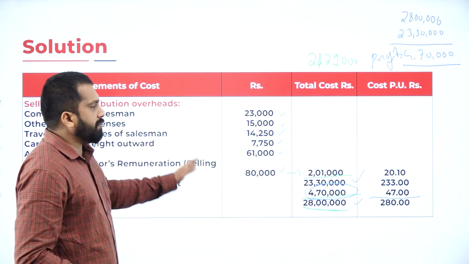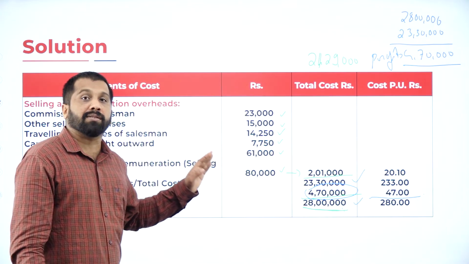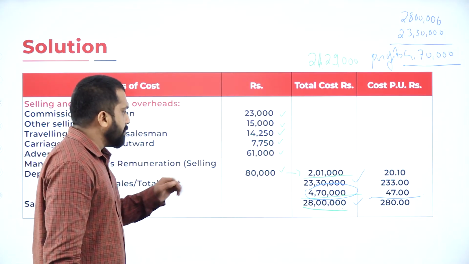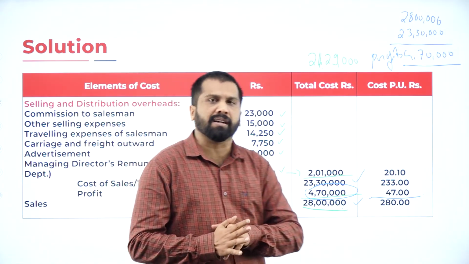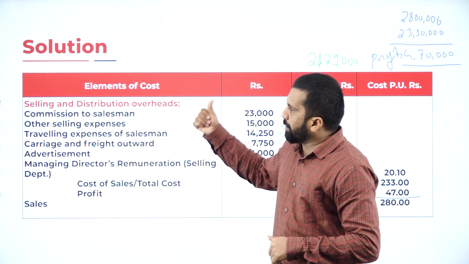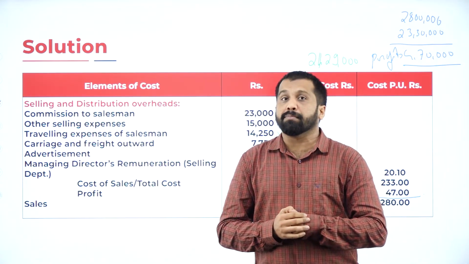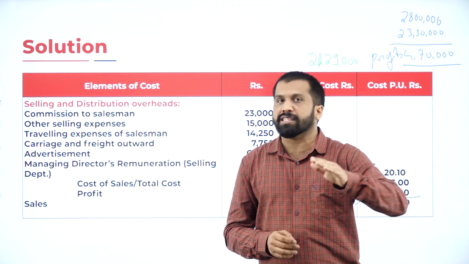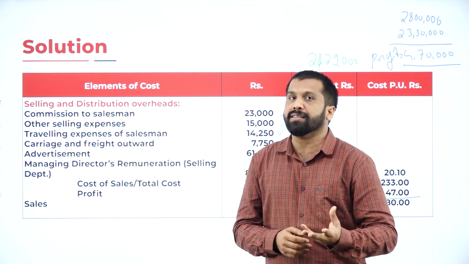So, everywhere we are supposed to divide by 10,000. Why? Because the number of units they have given is 10,000. But in some problems, what happens? At the time of beginning, it will be 10,000 only. But at the time of finished goods, it is not 10,000. It will become 9,000. Why?